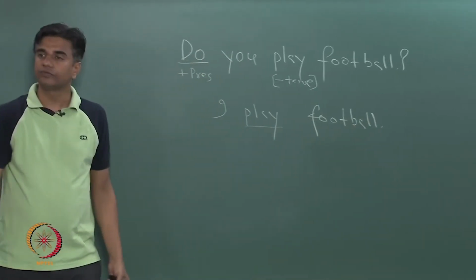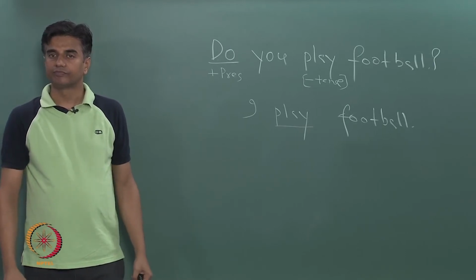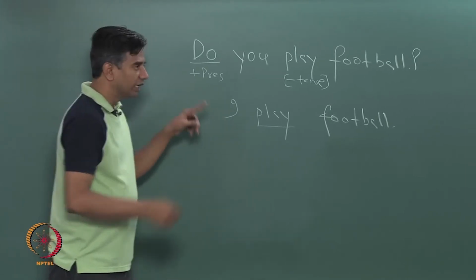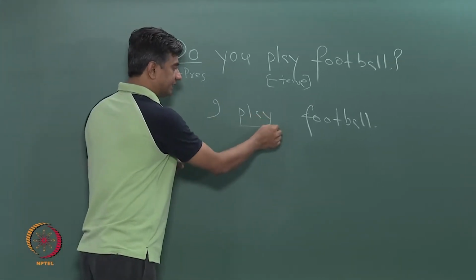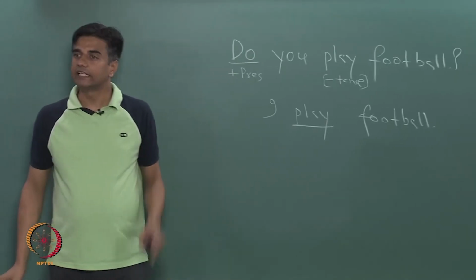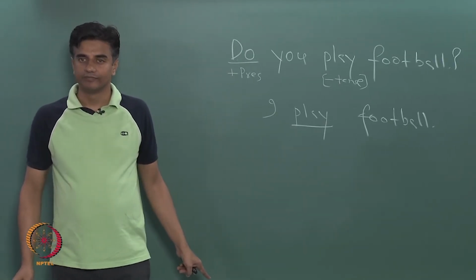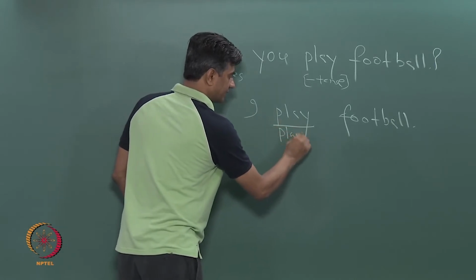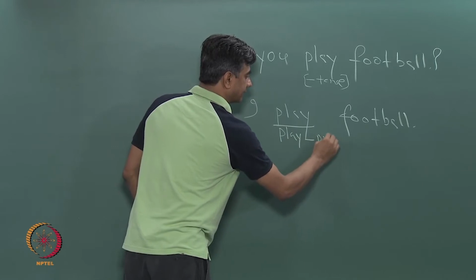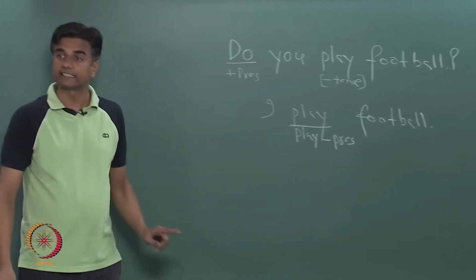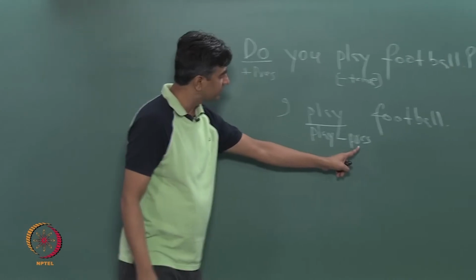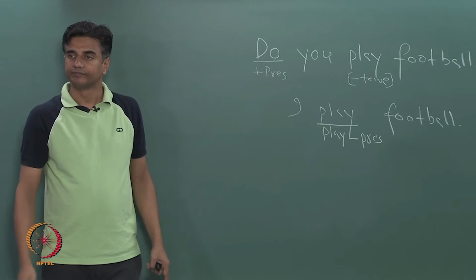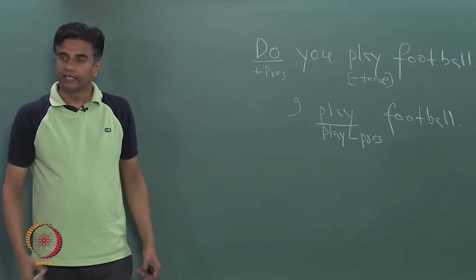What's the marker of tense here? Nothing, right? We have an evidence that this is a present tense, but there is no marker as such. Still, we can separate play and present. Still we can separate them. And when we separate them, this is what we get. See this thing?